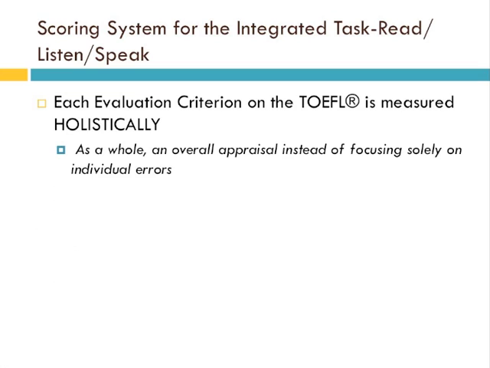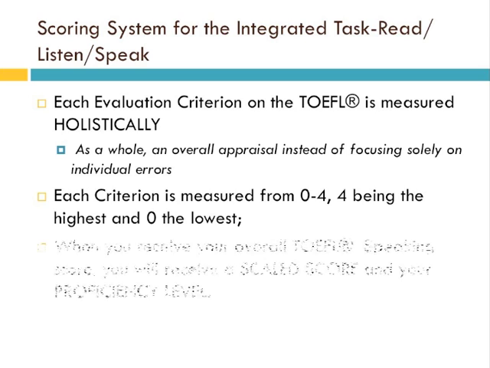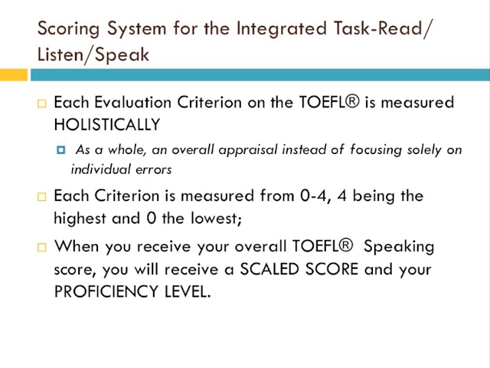Now, once again, the scoring system for the integrated task is very much like all of the other tasks on the test. The task is evaluated holistically, which, if you recall, means as a whole, looking at an overall appraisal of your speaking ability rather than just focusing on individual errors. Remember that each criterion is measured from 0 to 4, 4 being the highest and 0 the lowest. When you receive your overall TOEFL speaking score, you'll receive a scaled score and your proficiency level.